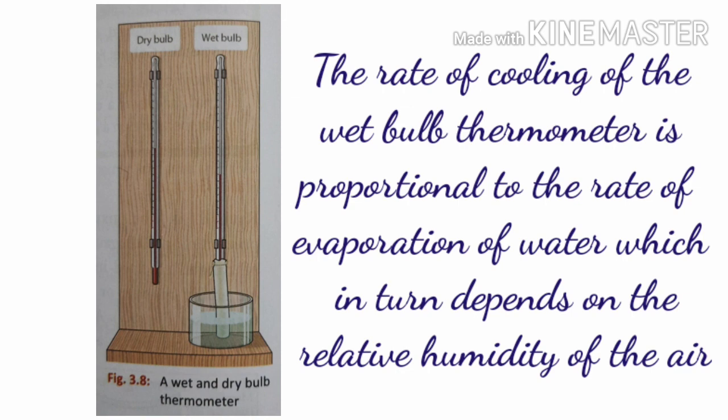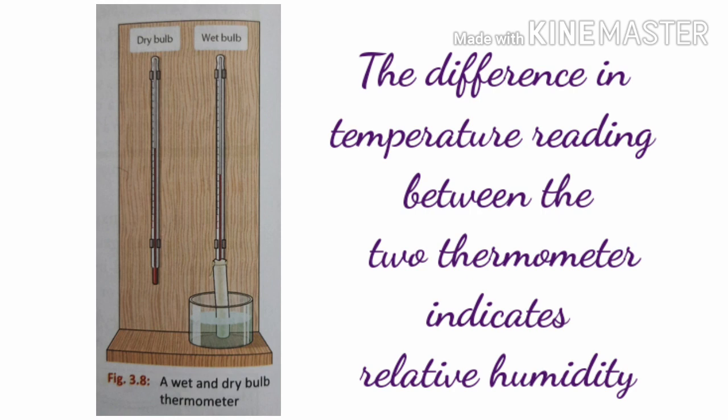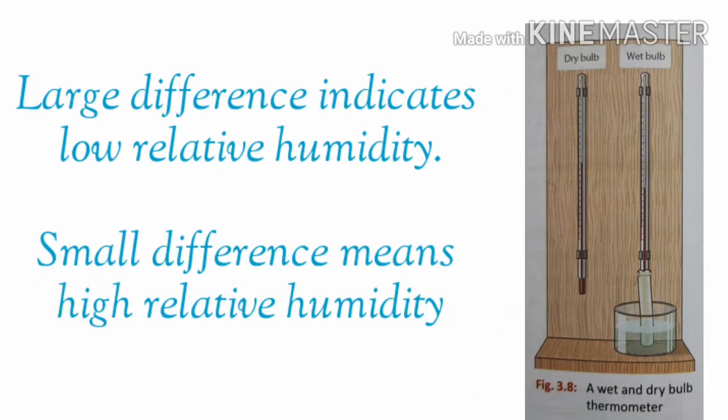When the air is dry, evaporation is rapid and the wet bulb thermometer will show a low reading. The difference between the readings of both thermometers indicates the relative humidity. If there is a large difference between both readings, it indicates a low relative humidity. If the difference is small, it means high relative humidity.